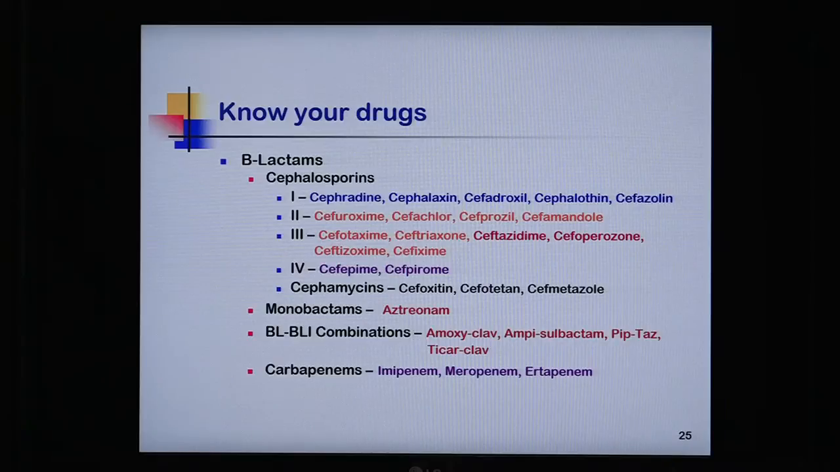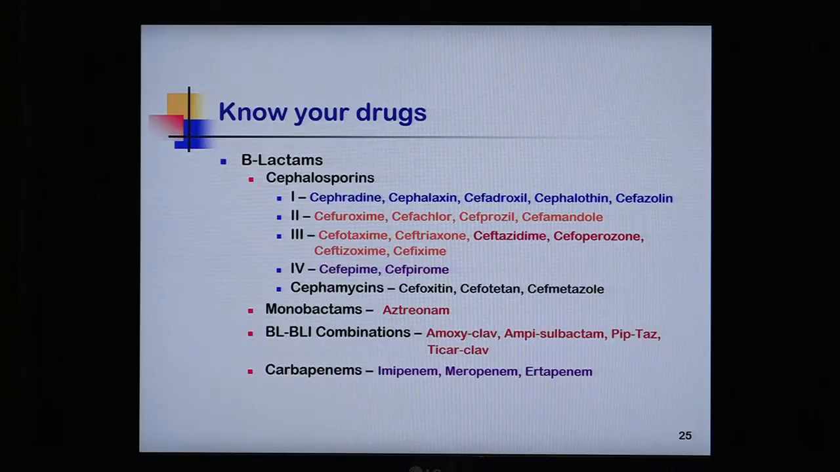So the first generation had more gram-positive activity, in the second and third generation the gram-negative activity started increasing, and the fourth generation cephalosporins again had activity against both gram-positives and negatives. We have cephamycins which have activity against anaerobes. We have monobactam, that is aztreonam, which has activity only against gram-negatives. Then we have BL-BLI combinations: amoxiclav, ampicillin-sulbactam, piptaz, ticarcillin-clavulanate, and also in our country, cefoperazone-sulbactam.